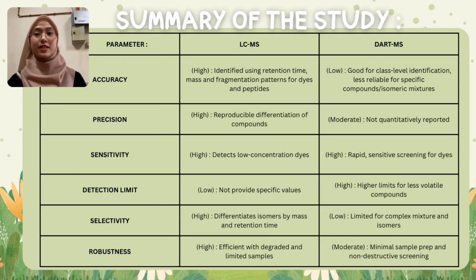Lastly, the summary of the study: liquid chromatography mass spectrometry (LCMS) is the most accurate, sensitive, and selective. It enables identifying dyes and peptides even in degraded or minimal samples. Meanwhile, direct analysis in real-time mass spectrometry (DART-MS) offers rapid, sensitive, and robust preliminary screening, but with lower selectivity and accuracy for specific compounds or isomeric mixtures. This multi-technique workflow balances speed, specificity, and preservation of the samples, with LCMS providing the most comprehensive and reliable data for both dyes and fibers.